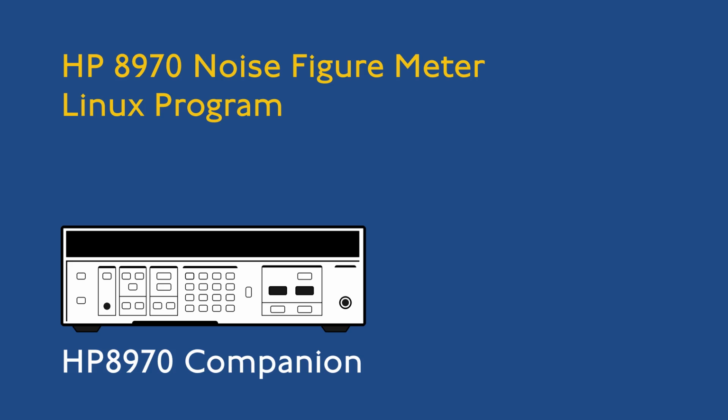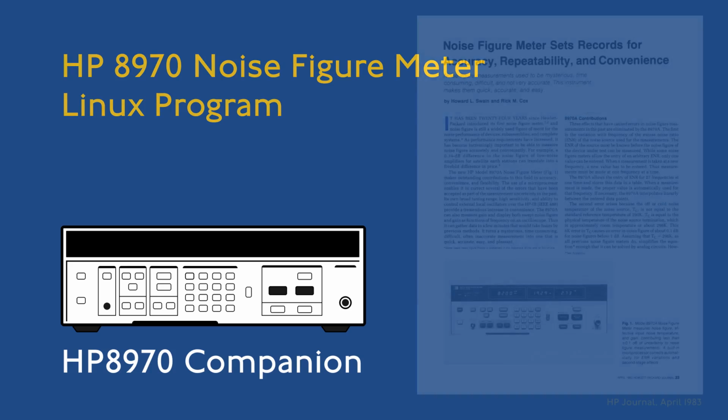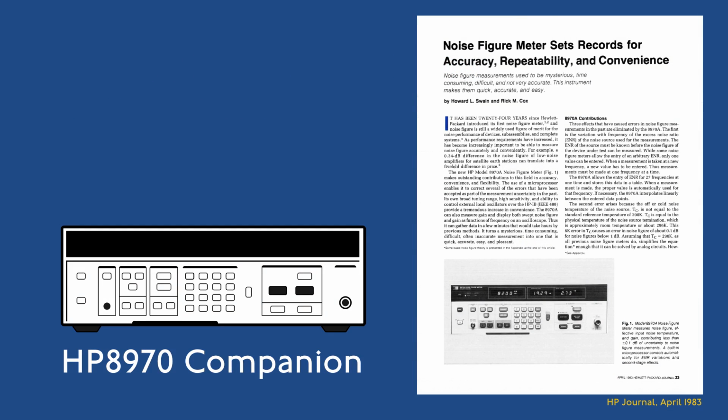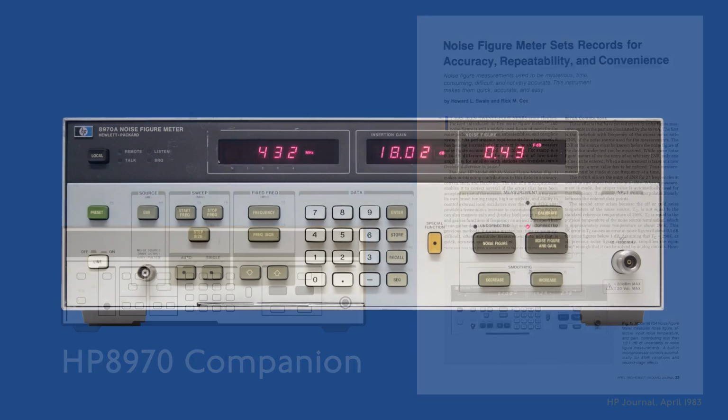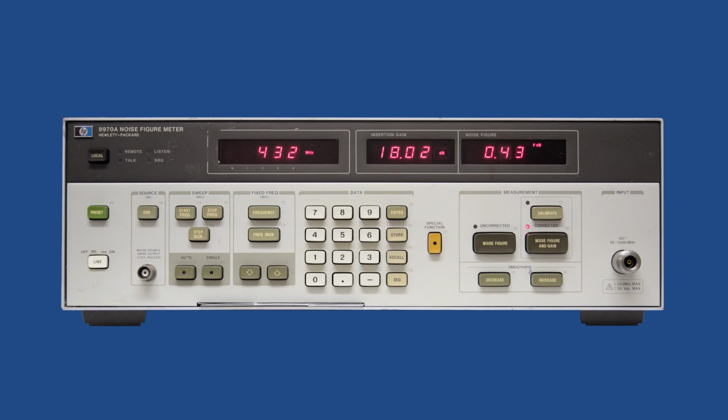This is an outline of the operation of the HP8970 Companion, an open-source Linux program to augment the functionality of the HP8970 noise figure meter. The 8970A noise figure meter was introduced by Hewlett Packard in 1983 in order to simply and accurately measure device noise figure. Its user interface is rather Spartan by modern standards.